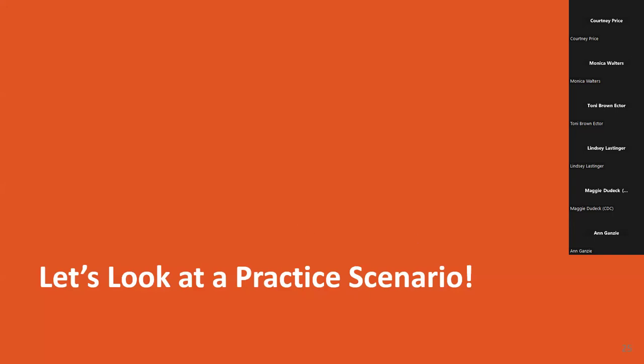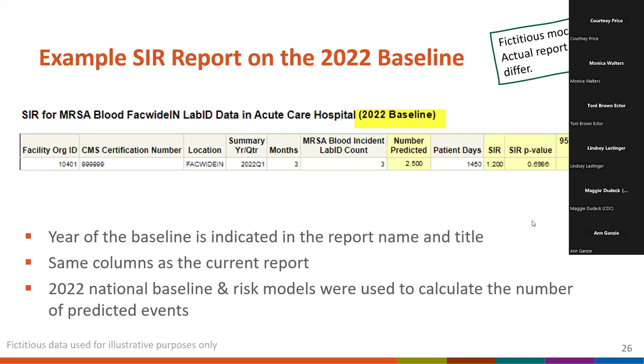All right, so let's take this information for a little test drive. Let's do a practice exercise here. Here is a screenshot of what a portion of the new SIR report might look like on the 2022 baseline. Right off the bat, this should look familiar to you. The same sort of columns, the same sorts of data are being provided as you can see in our current 2015 baseline reports. This example is for MRSA bacteremia data in an acute care hospital, and we are looking at 2022 Q1 data. So the first thing to point out is the title of the report.